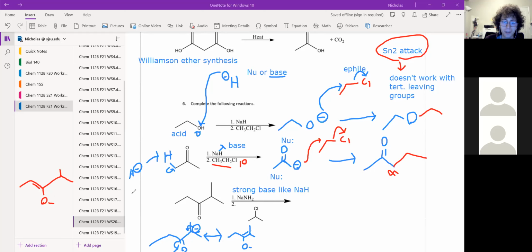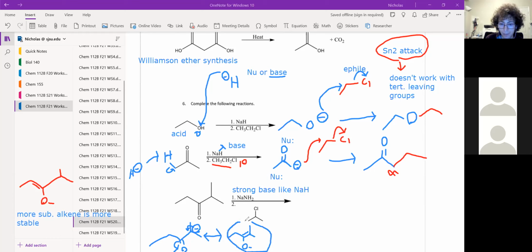What could we say about the stability of these two? Which one is more stable, the blue one or the red one? Consider the alkene, like this and this. What determines alkene stability? Blue, yeah, because it's more substituted, so it's more stable. So the blue one is more substituted, so it's more stable.